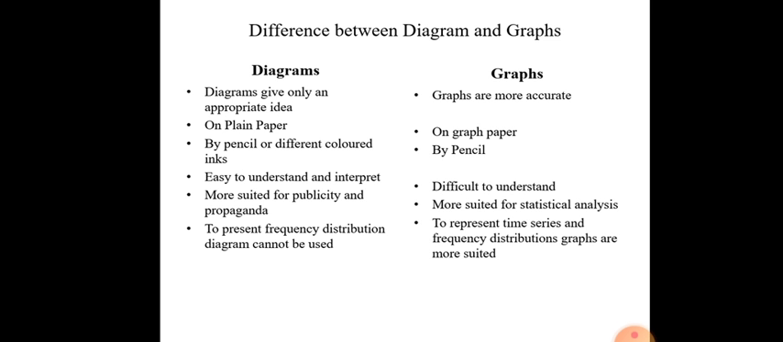Now see what is the difference between the diagram and the graphs. These are the differences. First one is the words. Diagrams give an approximate idea. With the help of the diagrams of the statistical data we will get an idea, only an idea, but with the help of the graph, no. Graphs are more accurate.